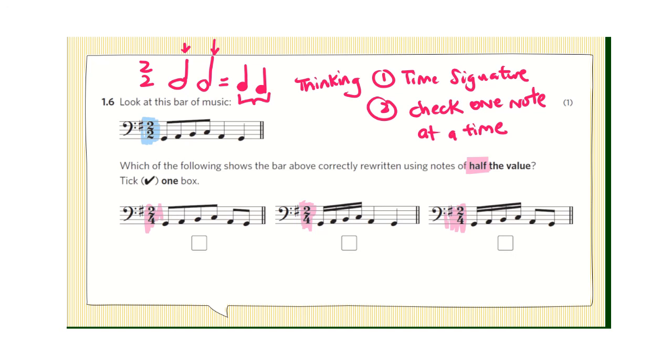Remember, check one note at a time. You do this note, then check whether this one is correct or not. Then after that, you go to the next note. Wait, let me change the color. You check the second note and see whether it is half or not, and then you continue until you reach the end. You should be able to get the answer really easily for this question.